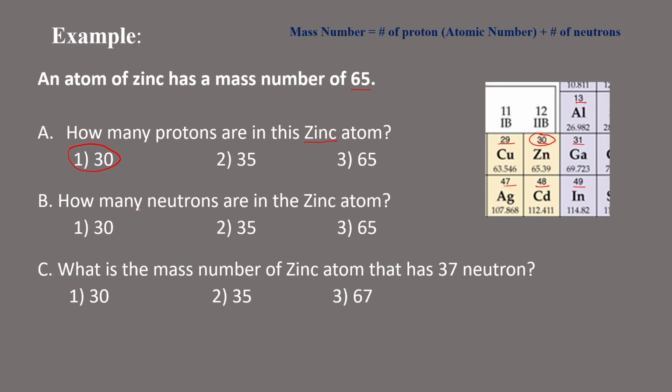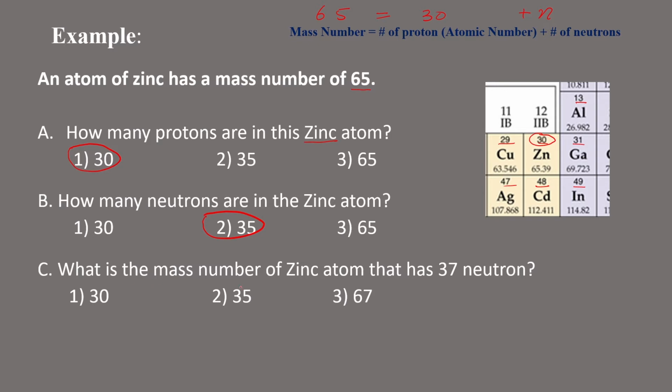Next, you have to find how many neutrons are in the zinc atom. For neutrons, you need the mass number. So the mass number is given. The number of protons you just found will never change for zinc, it will always be 30. And the number of neutrons is what you have to find. So to find neutrons, you will subtract these two numbers, and 35 is the number of neutrons for zinc. 65 minus 30 equals 35.